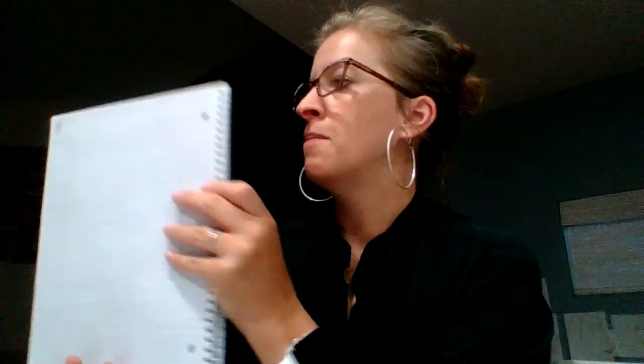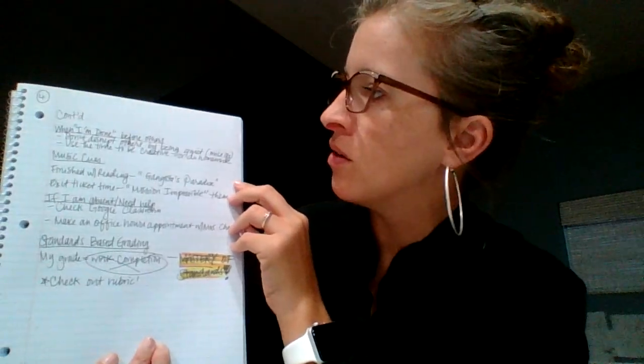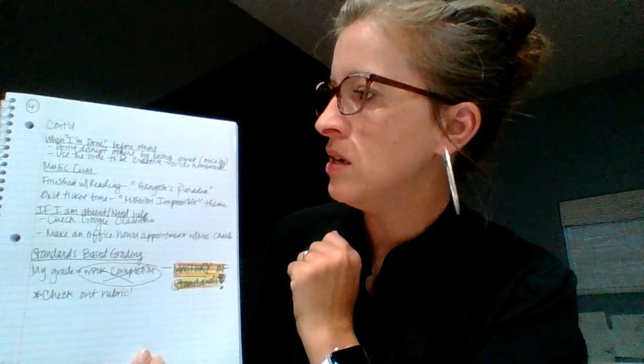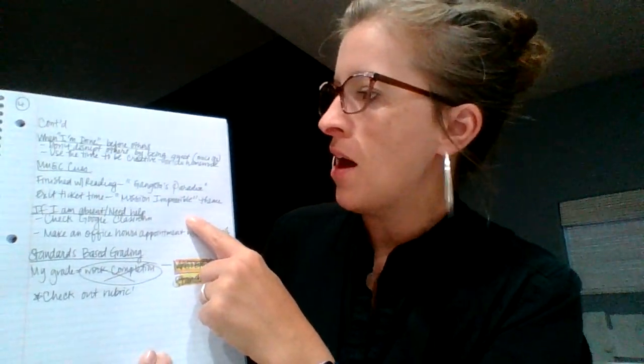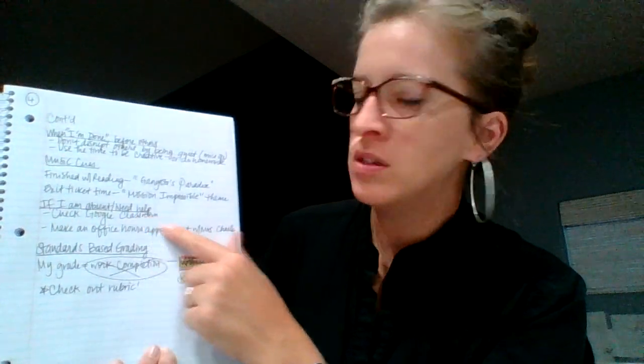Now my notes continued beyond that first page. Remember that we're not using the back. I did number it page 3 here, but the left side is always those charts, handouts, diagrams. Then I continued my notes on page 4. I wrote down the music cues and the names of those. I wrote down, if I'm absent, what do I do?